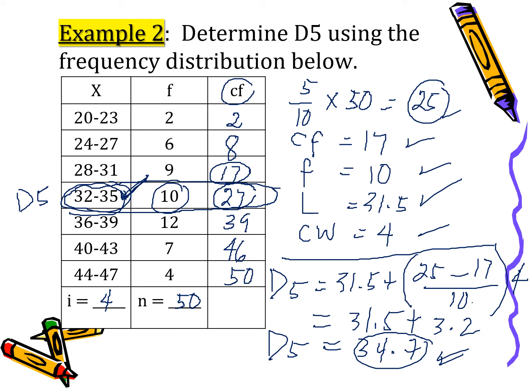Take note that if your final answer is not within the class interval, then something is wrong with the computation. That's one thing that you have to remember when computing like this. So that's all about the examples on how to compute for the measures of position of grouped data.